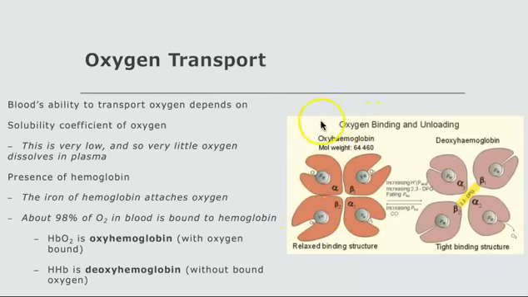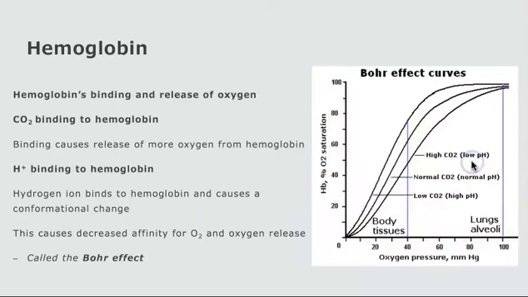And when it's bound, we call it oxyhemoglobin. And when oxygen doesn't bind anymore, let's say we're giving it off to oxygen deprived tissues, then we are going to call it deoxyhemoglobin. So our hemoglobin's binding and releasing of oxygen plays an important role, right? And something you might not have known before is that carbon dioxide also binds to hemoglobin, and binding of it will cause a release of more oxygen from the hemoglobin. So that would cause a lower oxygen saturation within our blood.